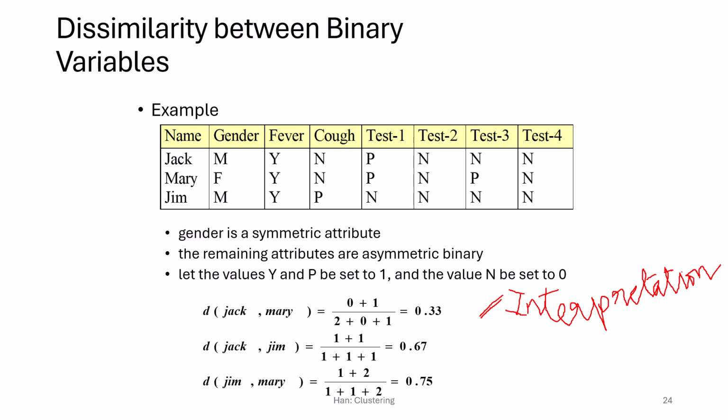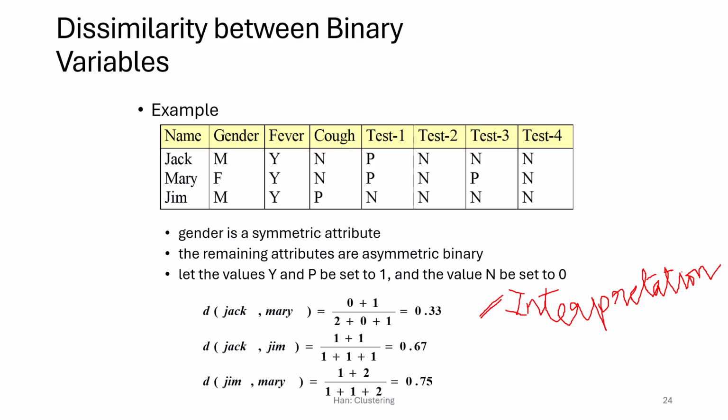Suppose the distance between objects is computed based only on the asymmetric attributes. As per the equation shown on the screen, it can be calculated as the distance between Jack and Mary, the distance between Jack and Jim, and the distance between Jim and Mary. The results are 0.33, 0.67, and 0.75.